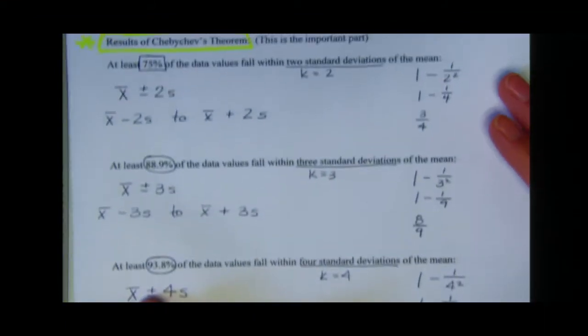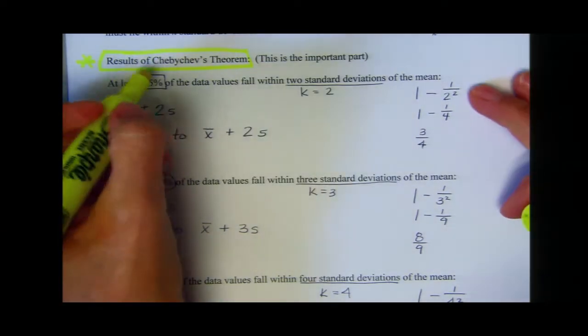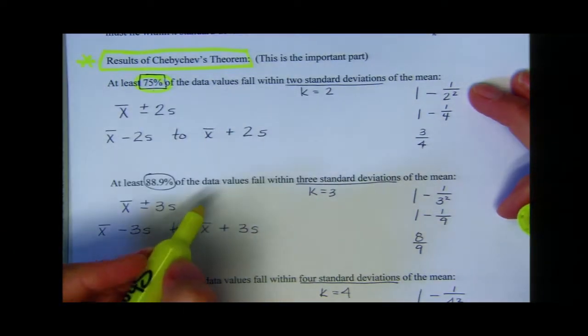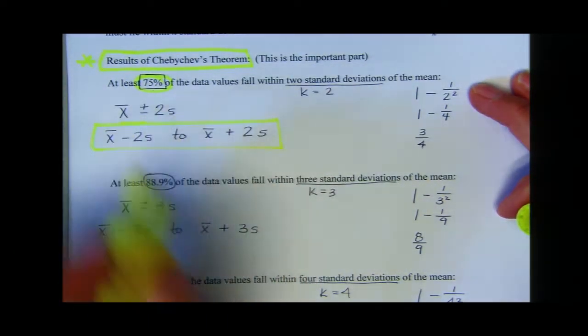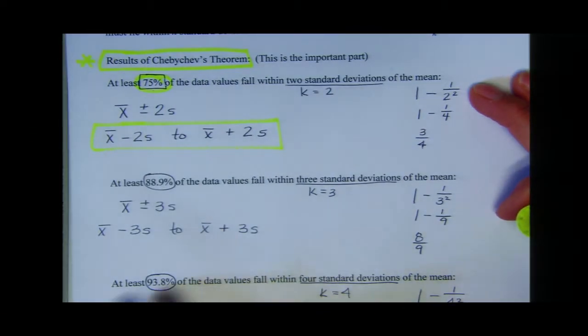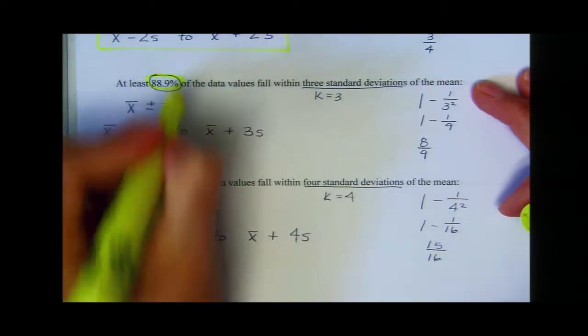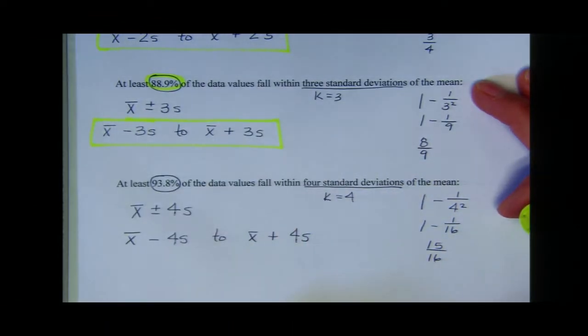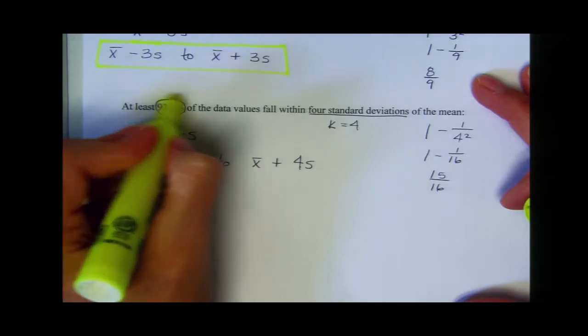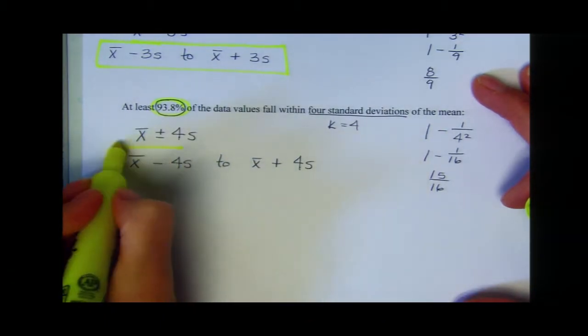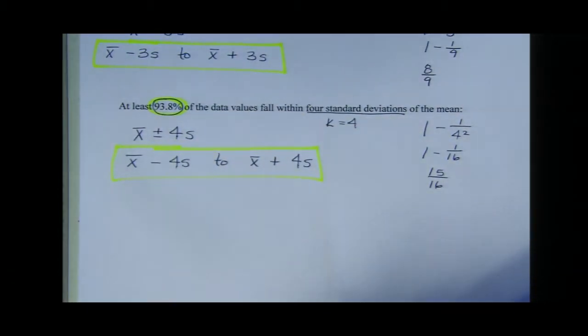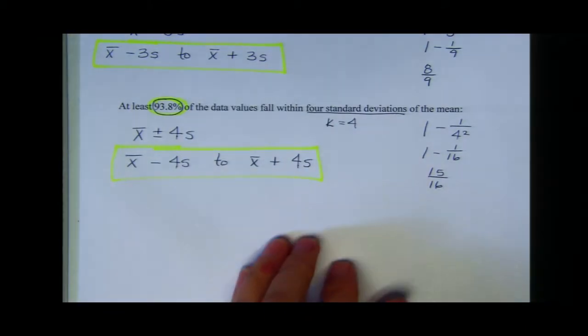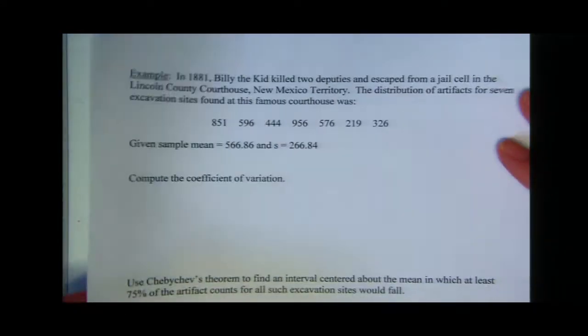So the part you need to remember, 75% gives me an interval within 2 standard deviations. 88.9% gives me an interval within 3 standard deviations. 93.8% gives me an interval within 4 standard deviations. So let's take that theorem and apply it to this particular problem.